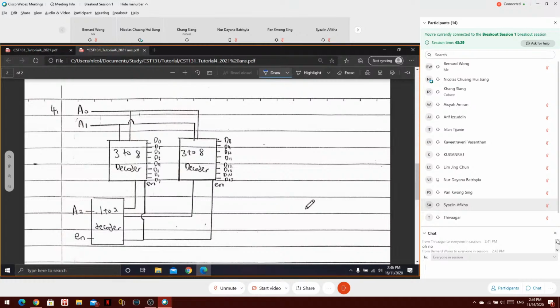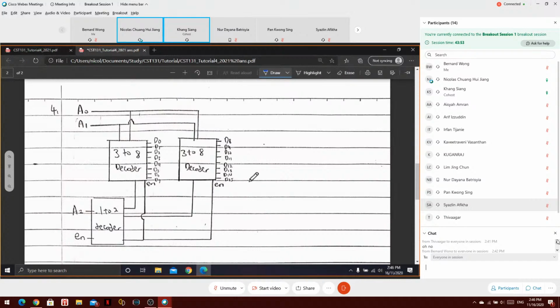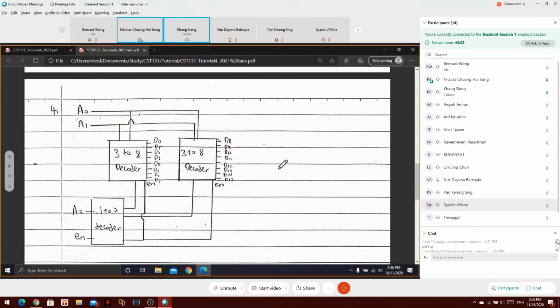One to 2, A3. 4 to 16. Wait, 4 to 16 means that you need to have 4 input lines. Oh, right? Yeah, 4 to 16, you need 4 input lines. So you should have A0, A1, A2, and A3. Okay, I know what it is.